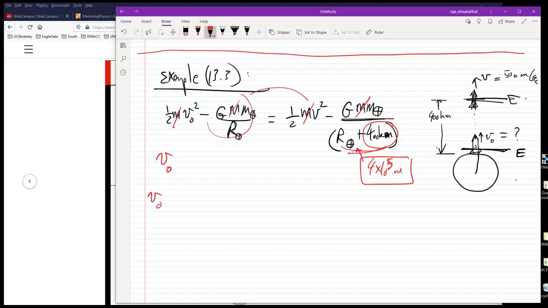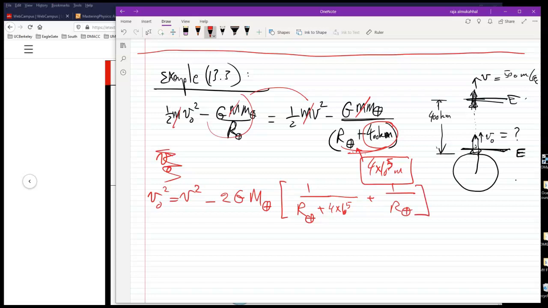Let me write it down here. So V naught squared will be equal to V squared minus 2G mass of the Earth, bracket 1 over R Earth plus 4 times 10 to the 5th, plus 1 over R Earth. And then that's it. You just plug in everything and you'll get V naught to be equal to 2,770 meters per second. You got it? Okay, good.